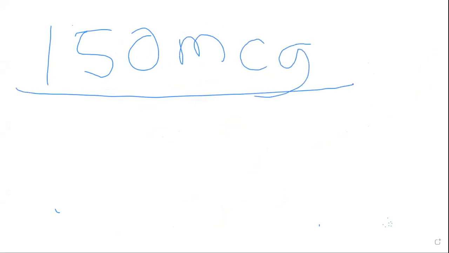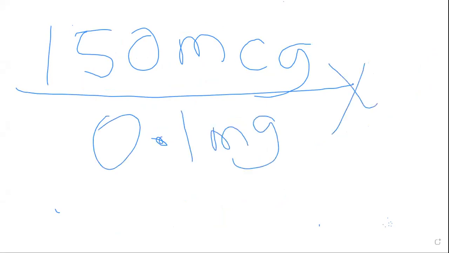Okay, so here we go. We have 150 micrograms ordered. That goes on top. That's the doctor's order. 0.1 milligram is what we have on hand, and that's per tab. Again, if you're going from micrograms to milligrams, you're going to go to the left, so we're going to divide by 1,000.